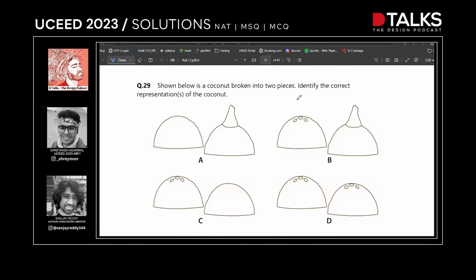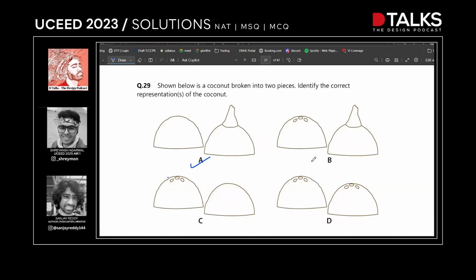Shown below is the coconut broken into two pieces. Identify the correct representations of the coconut. If you've seen a coconut before, you should probably be able to answer this. These holes are basically a part of the stalk. The stalk has these three parts below, which make these holes. So if you see the hole, then you can't see the stalk. If you can see the stalk, you cannot see the holes. So A is correct.